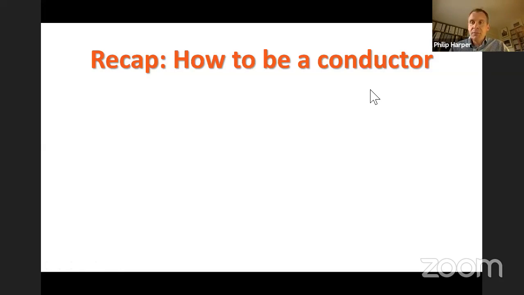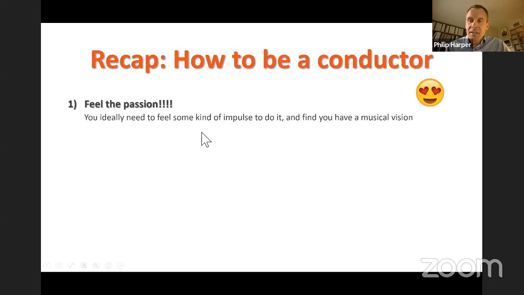Right, we ended with a little sequence of points, how to be a conductor. I suggested there were 4 aspects of this. Number 1, to be a conductor, you really need to feel something deep inside you. You need to feel an inner drive, the passion, some kind of impulse to actually want to conduct, and some kind of musical vision as well, which you can act on.